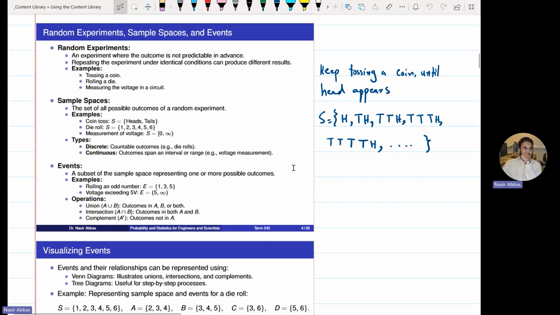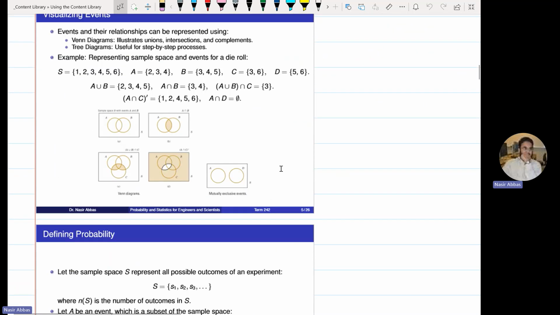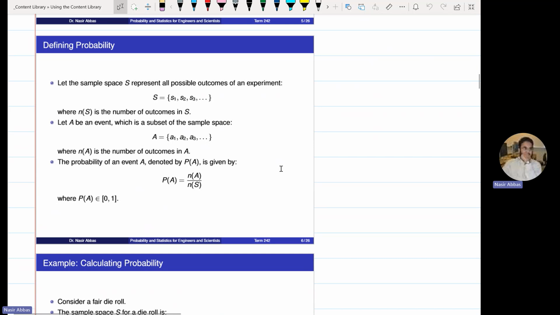We discussed many examples of random experiments, then we made their sample space, and then we defined events out of them. Then we defined formally what probability is. A few things you need to keep in mind throughout the course.